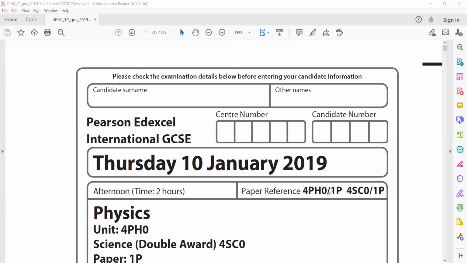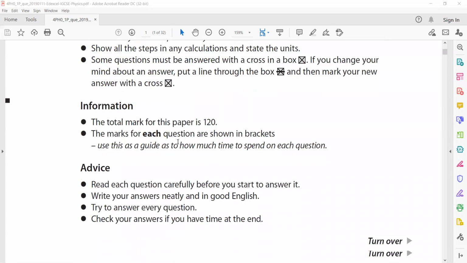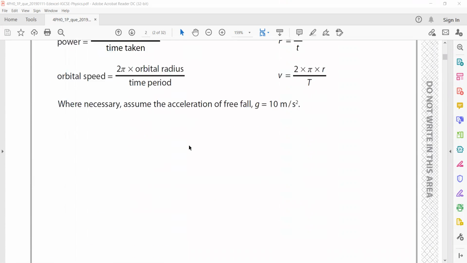Good evening, everyone. This is January 2019, Unit 4 PH0, double award for science and paper 1P. In this session, I'll discuss the first two questions from this paper.